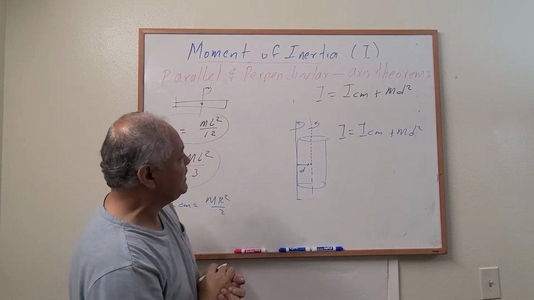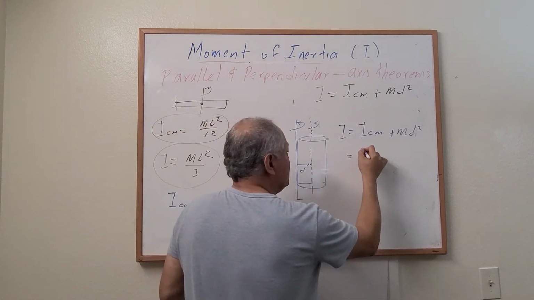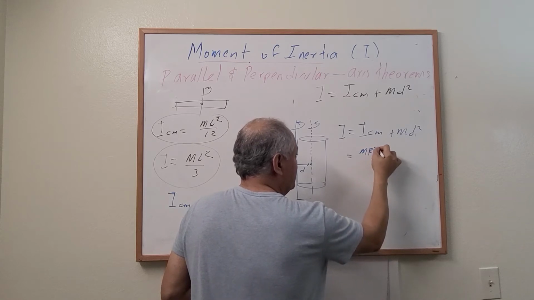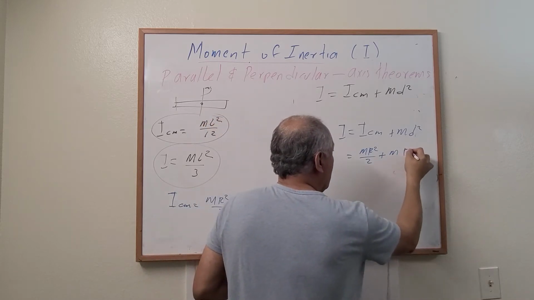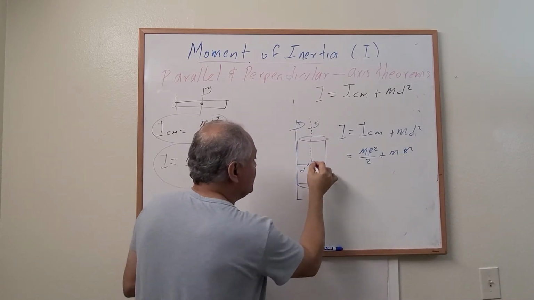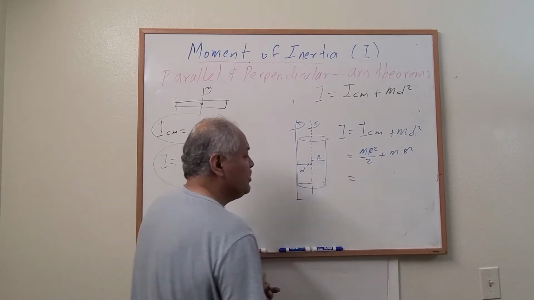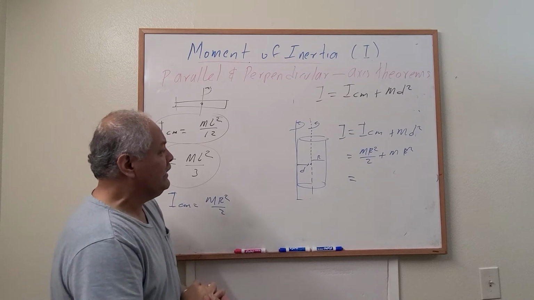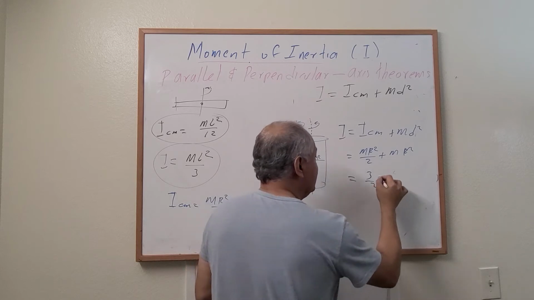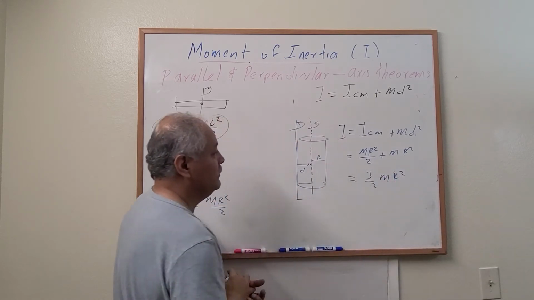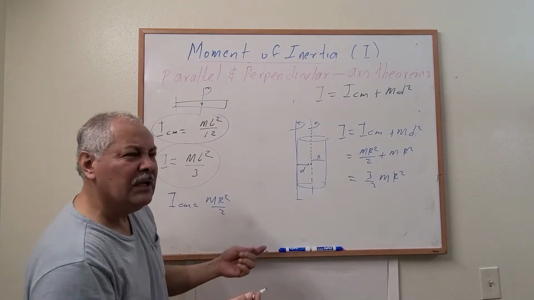Perfect. Now, let's substitute this value and solve for the total moment of inertia. This equals m r squared divided by 2 plus m times r squared, because this d is going to be the same as r, the radius. Great. So what should be the moment of inertia for this cylinder? It's going to be 3/2 m r squared, correct?